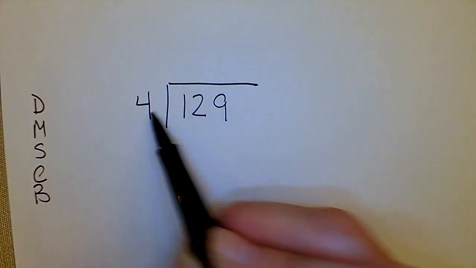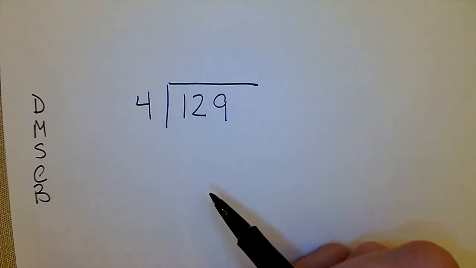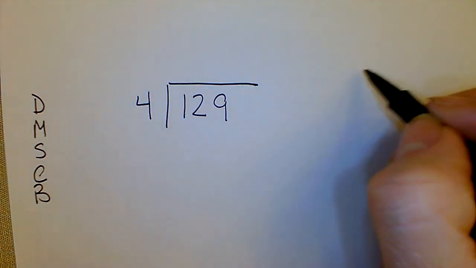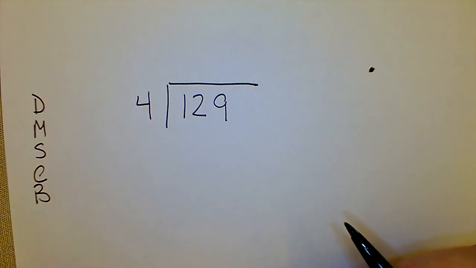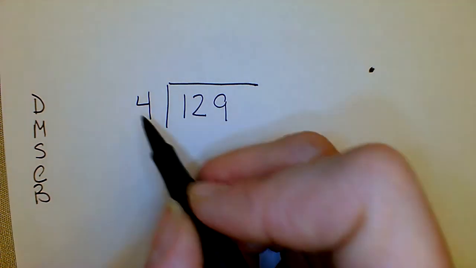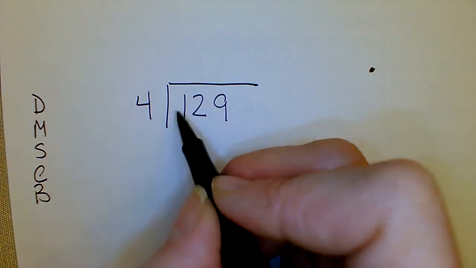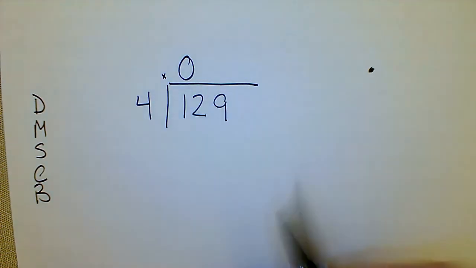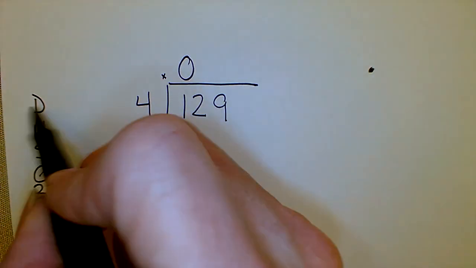So can 4 go into 1? Can 1 be divided by 4? Or another way of saying that is, how many 4s are in 1? Well, if I have just 1 dot over here, I don't have enough to make any 4s. So I know that 4 can go into 1, 0 times. Now for some of you, you like to put your little times there, that's fine.